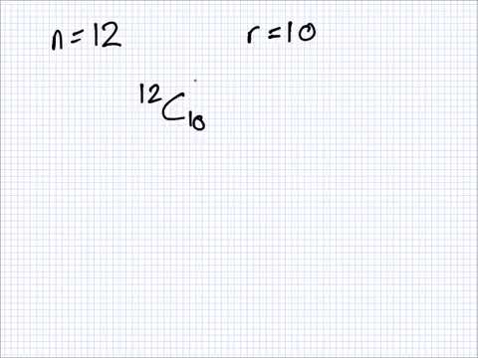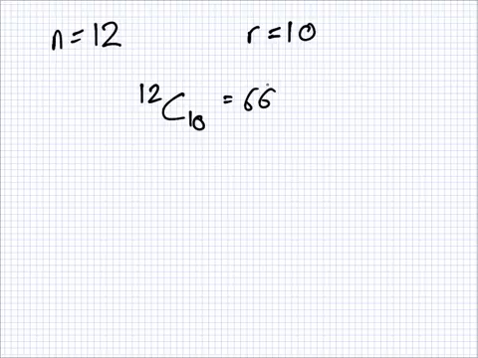So we can calculate this on the calculator. And that's actually 66. So if there's always 2 people missing, that means there's 66 different possibilities. Of course, we all know not all possibilities are equally likely.